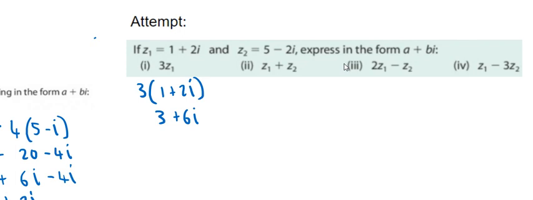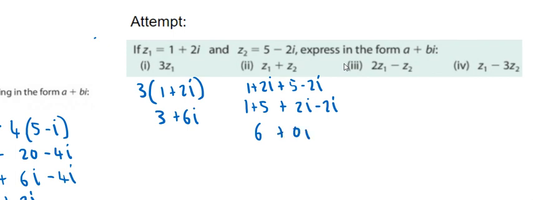Second one is just telling us to do z1 plus z2. So z1 is 1 plus 2i, and z2 is 5 minus 2i. And it's just telling us to add those two things together. So if you put the real parts together, we get 1 plus 5, and you put the imaginary parts together, it's 2i plus minus 2i, so minus 2i. So 5 plus 1 is 6, and then 2i, take away 2i, that would be 0i. And you can just leave out that part altogether then, so you can just say final answer is 6.